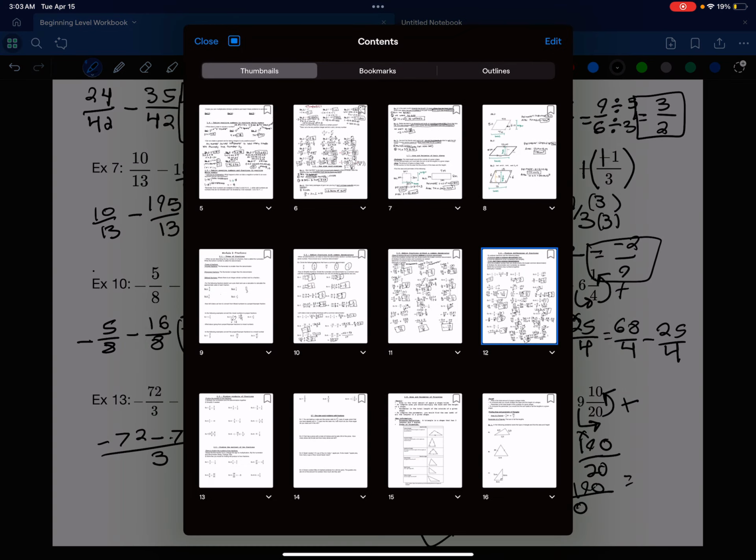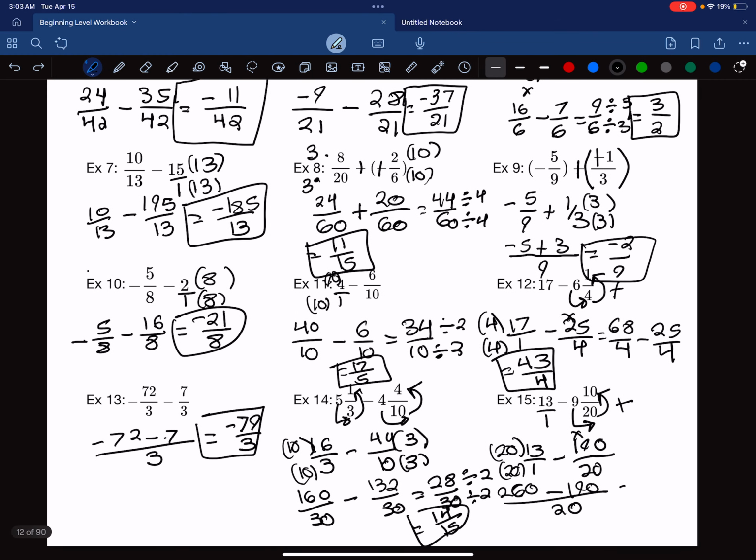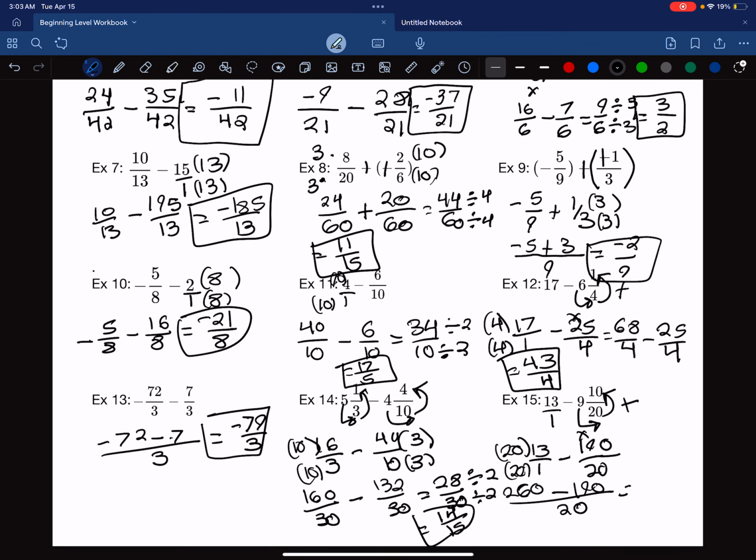All right. Oh my goodness, Mason. And that is going to get you 70 over 20. And then we can divide both the numerator and denominator by 10 to reduce the fraction into 7/2.